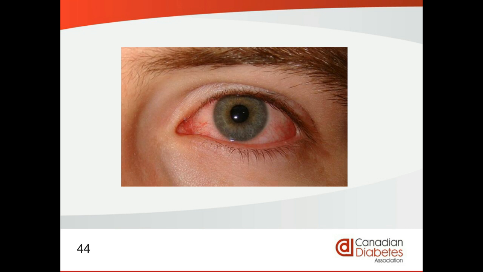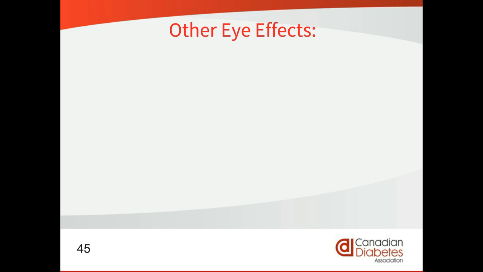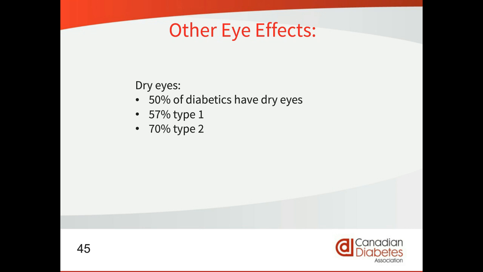The back of the eye is not the only part of the eye that is affected by diabetes. We also can move to the front of the eye, and in the front of the eye, the most common effect is dryness. Now, you don't have to be a diabetic to have dry eyes, but diabetics are very affected by dryness. About half of diabetics will complain of that, and if you divide that group up, the insulin folks will show about 57% of them will have dry eye, and the type 2, about 70%.